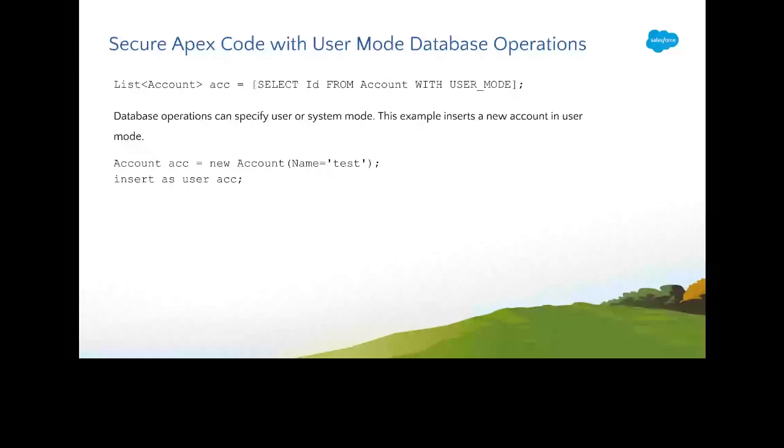For example, this inserts a new account in user mode. You can see in this diagram, insert as user acc, where acc is a new instance of the new account, as you can see in the class. So you can identify, using either SOQL or DML operations, whether the system should run in system mode or user mode.